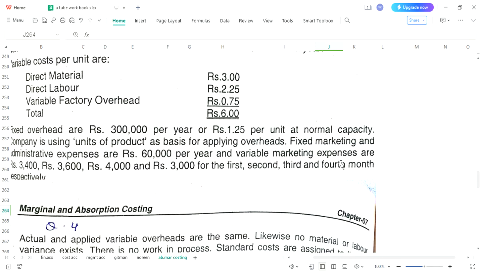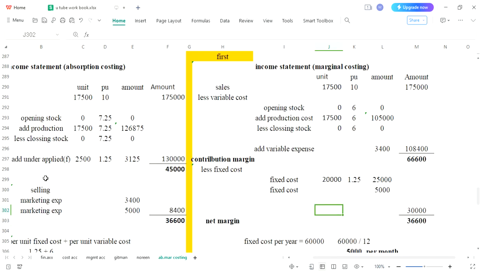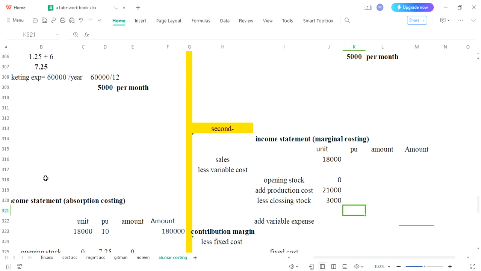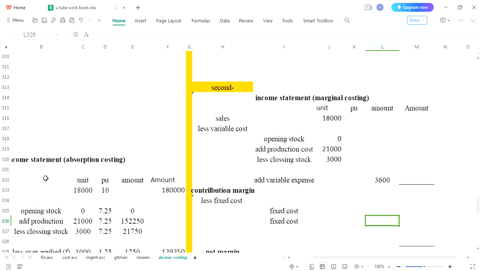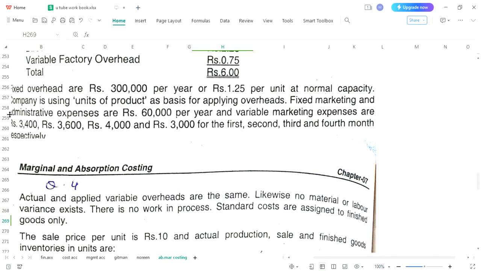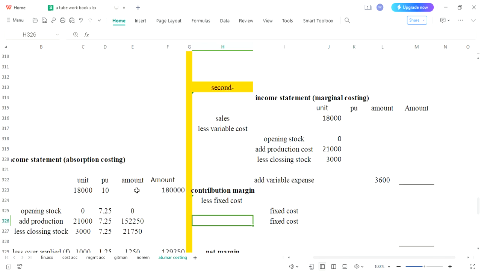Variable marketing expense for the second time period is 3,600. So you will write amount 3,600 over here. We will now be focusing upon fixed costs. There were two types of fixed costs. As you can see, 1.25 and number of units 20,000. It would remain the same for every part of the question, 20,000 units and 1.25.